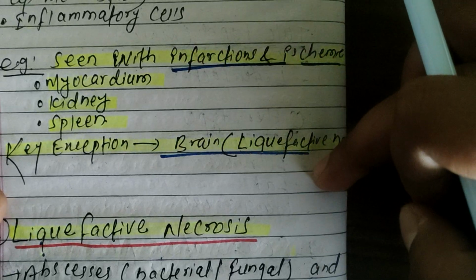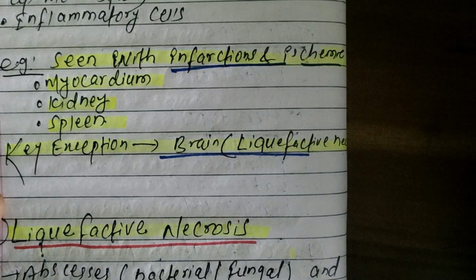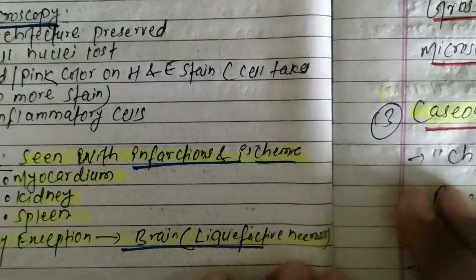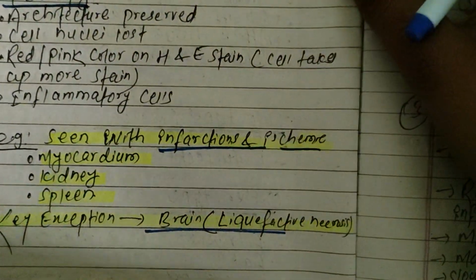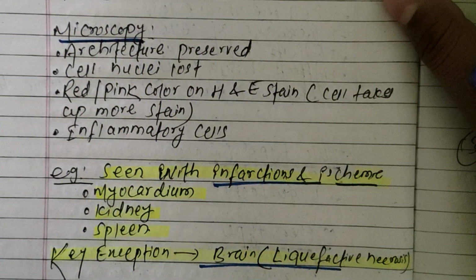The exception is the brain, where liquefactive necrosis occurs. In this way we can write about coagulative necrosis in the university examinations.